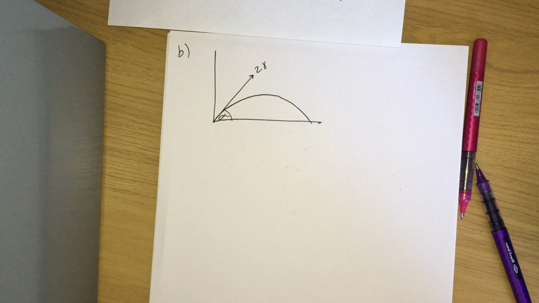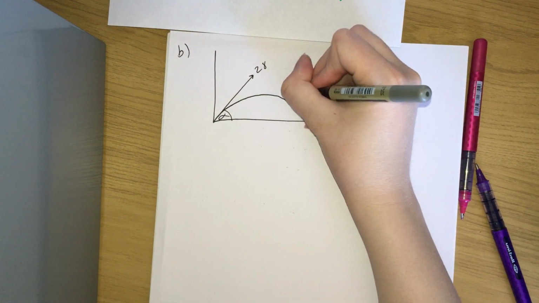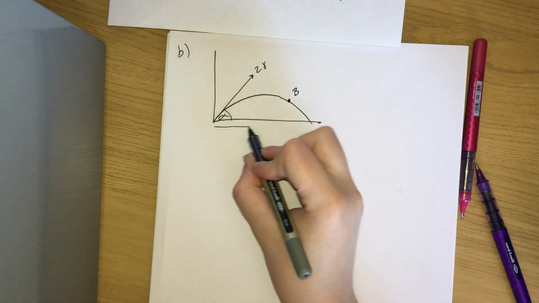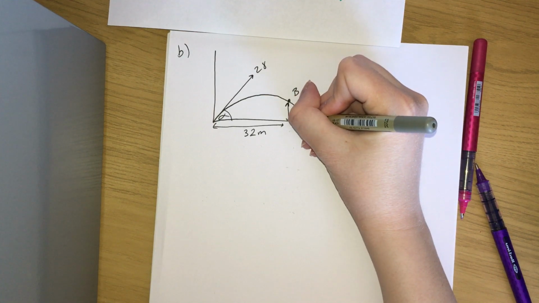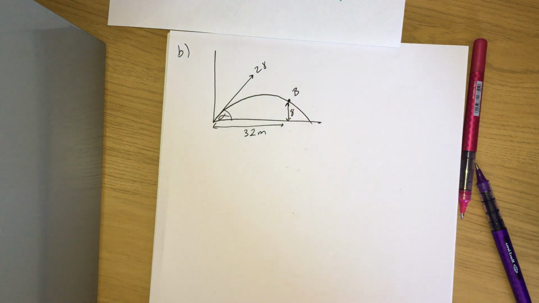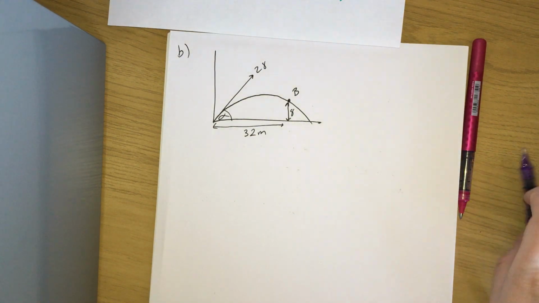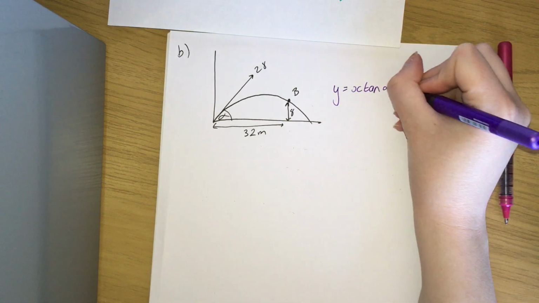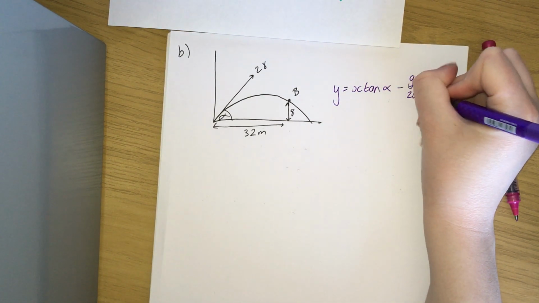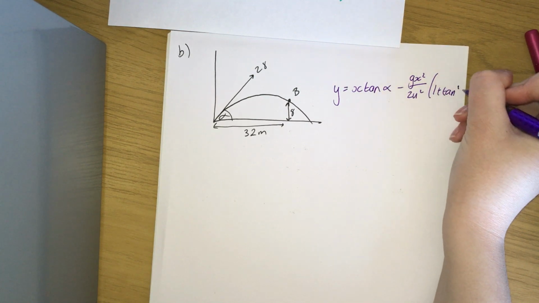The particle passes through a point B, which is at a horizontal distance of 32 meters and a height of 8 meters above the plane. Find the two possible values of alpha, giving your answer to the nearest degree. Because it's a follow-on question, it evidently wants you to use your answer from the previous question. So that is y equals x tan alpha minus gx squared over 2u squared, times (1 plus tan squared alpha).